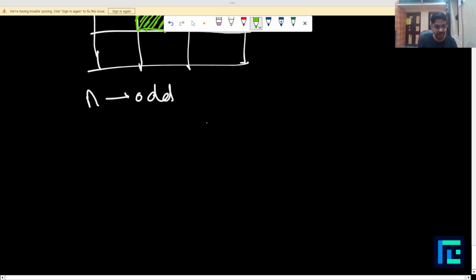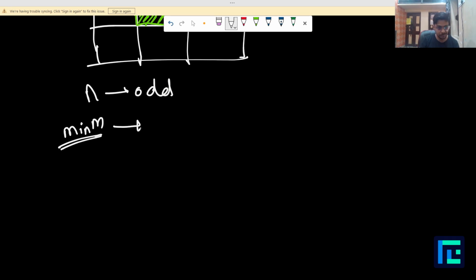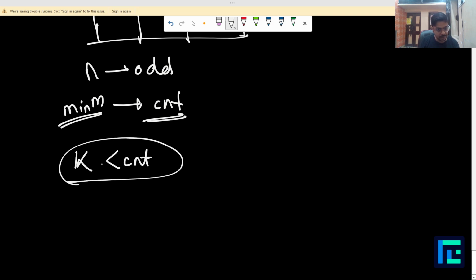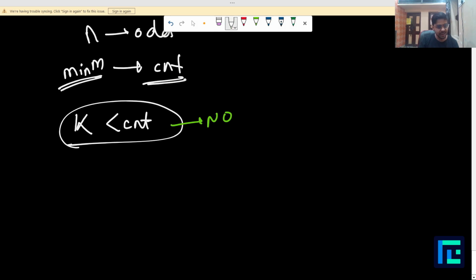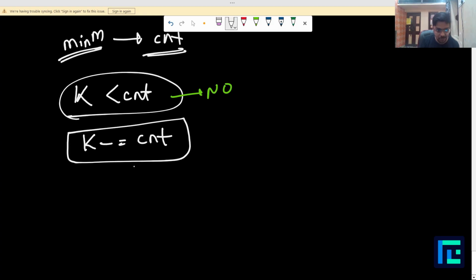So now first we need to find out the minimum number of operations we need to perform. Let's suppose this is count. Count tells us the minimum number of operations we need to perform. Then if the value of k is lesser than the minimum number of operations, the answer will always be no. What if k is greater than count? So first of all, you perform the minimum number of operations. So from your k, you subtract this count.